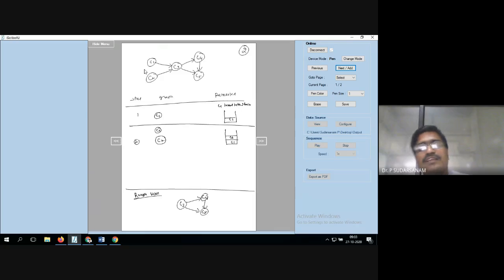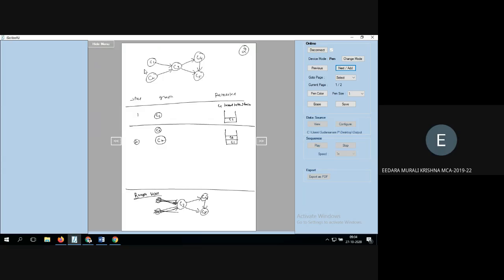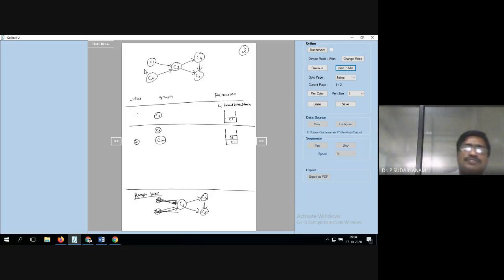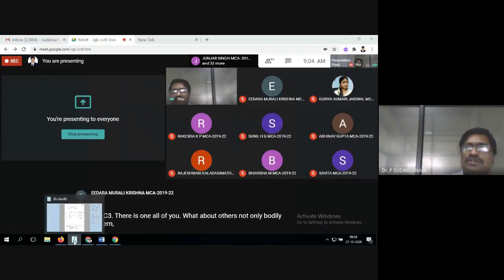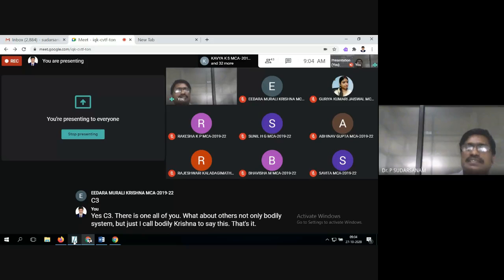Just simple. Now, for example, C1, C2, actually you had it like this, and C1 you pushed into the stack. Now this is not there, let us assume that. Now C2 also pushed to the stack, assume that it is not there. Now which one doesn't have in-degrees? C3. Yes, C3. What about the others? Not only Murali Krishna, I just called Murali Krishna to say this. Others, please see this graph too.